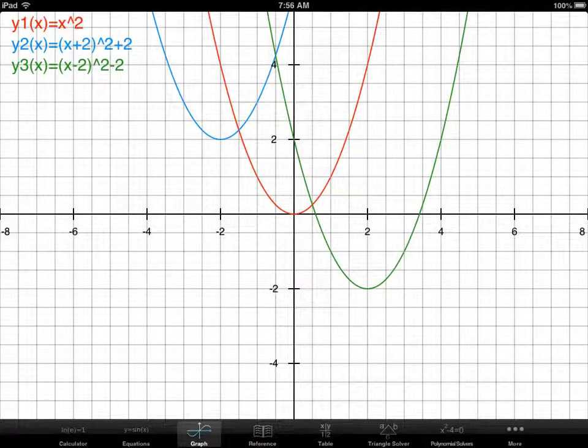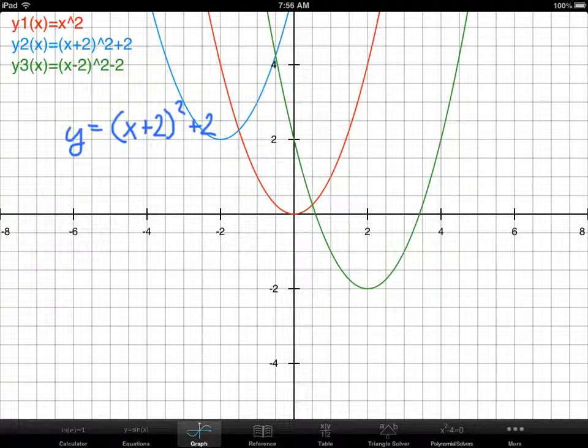Let's take a look at a few more examples. Here, again, we have y equals x squared. This is my original function. And my first translation is y equals x plus 2 squared plus 2. I'm going to rewrite that again here so that we get rid of the calculator jargon.